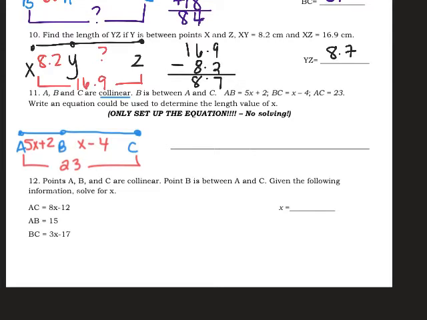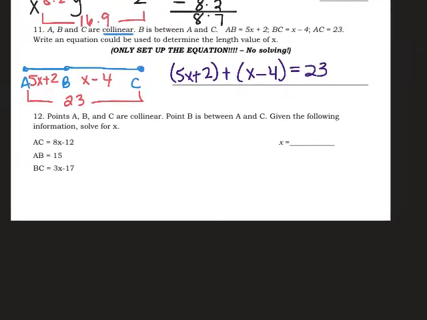So how would I solve this? Who can tell me what I would do here? Yes? Set it up like as if we were how we set up our algebra problem. So what would I add? Or what would I do? 5x plus 2 plus x minus 4 equals 23. There you go. You just add the two pieces and set it equal to the total. And that's all it's going to want. So you will have a question like this, and you just pick the one that best fits the problem.